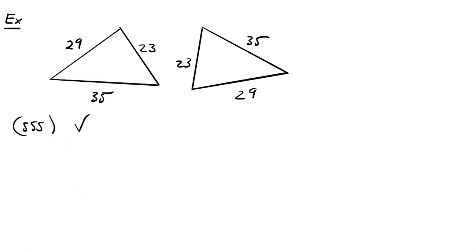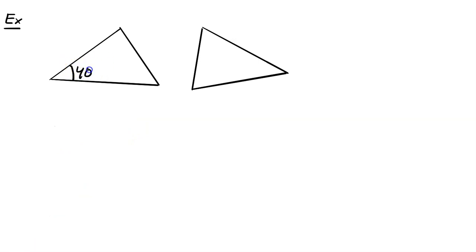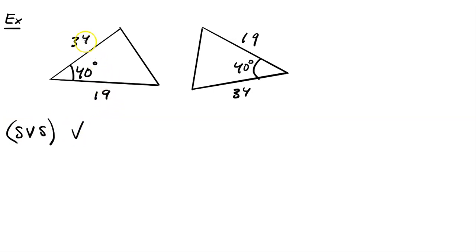Okay, let's take another example. Let's instead say that we have the following situation. So we have 40 degrees here, 40 degrees here, and then we have 19, 34, and then we have 34 and 19. These are also congruent, and that's due to satisfying the second condition. That is, 2 edges have the same length, and the angle between them is the same. Then we know that they are congruent.